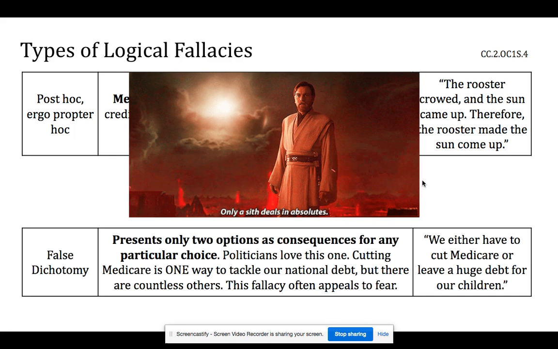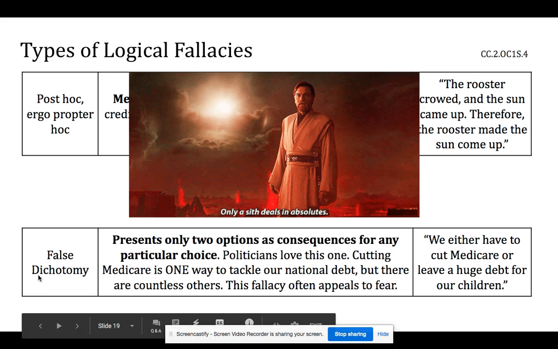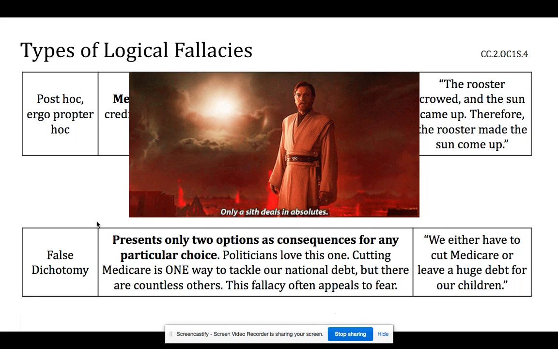Next, we have false dichotomy. That root word di means two. So it's falsely presenting only two options. It says we either have to cut Medicare or leave a huge debt for our children. And those are the only two options. So false dichotomy is presenting only two options as consequences for any particular choice.